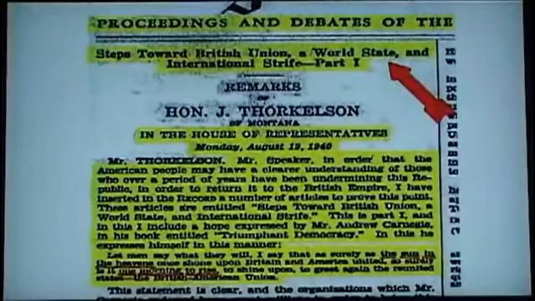Think about what you're reading. Steps Toward British Union, a World State, an international war, international strife. And it says the author of this is Representative Thorkelson. And he said, Mr. Speaker, in order that the American people may have a clearer understanding of those who, over a period of years, have been undermining this American Republic, in order to return it to the British Empire, I have inserted in the record a number of articles to prove this point. These articles are entitled Steps Toward British Union, a World State, and International Strife, which can be said another way: Steps Toward British Union with America, the bringing back of America into the British fold, and calling it the British Union, a world government, a new world order, and international wars.